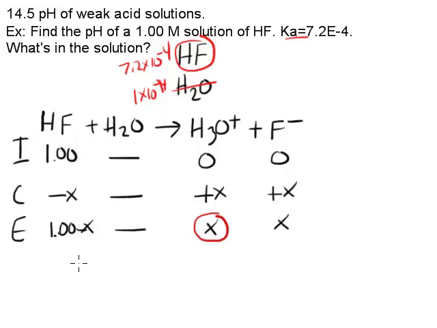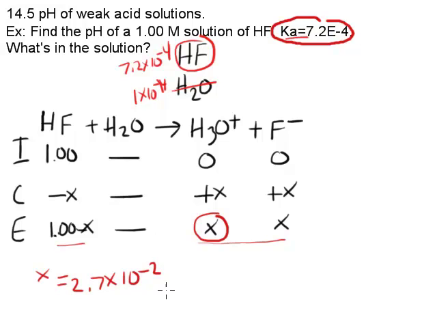So when I solve for X by setting K, 7.2 times 10 to the negative 4th, equal to X squared over 1 minus X, I'm finding the intersection, I find that X is equal to 2.7 times 10 to the negative 2nd molar H+. So then I take the negative log of X, which is my H+ concentration, and I find that the pH is 1.57.